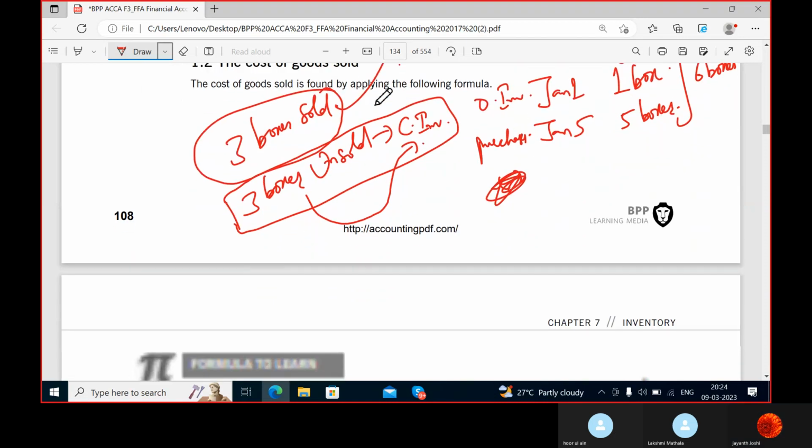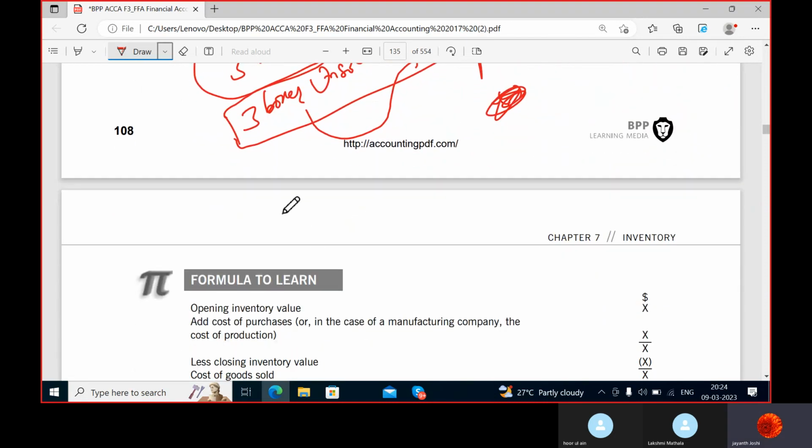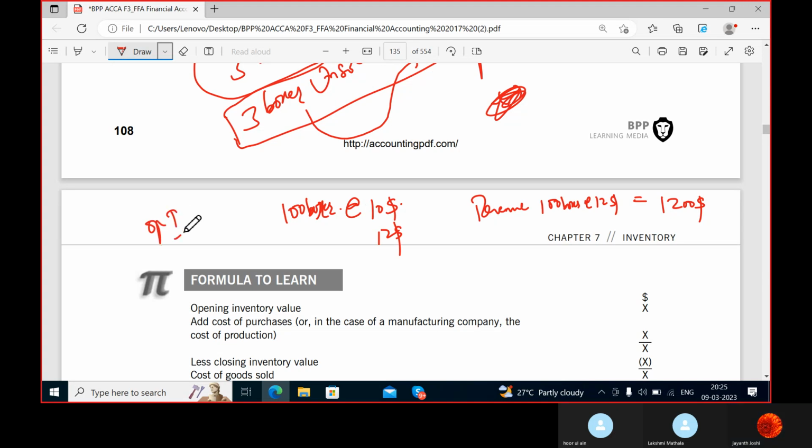So let's say we bought 100 boxes at the rate of $10. So we sold all the 100 boxes for $12. So revenue for 100 boxes at the rate of $12 is $1,200. Okay. And see, I have no opening inventory. There is no opening inventory. There is no closing inventory.